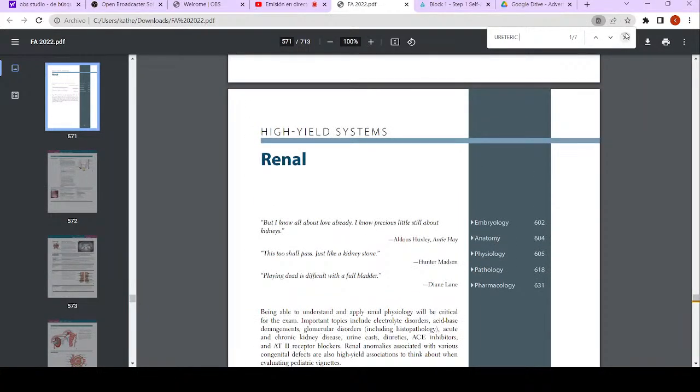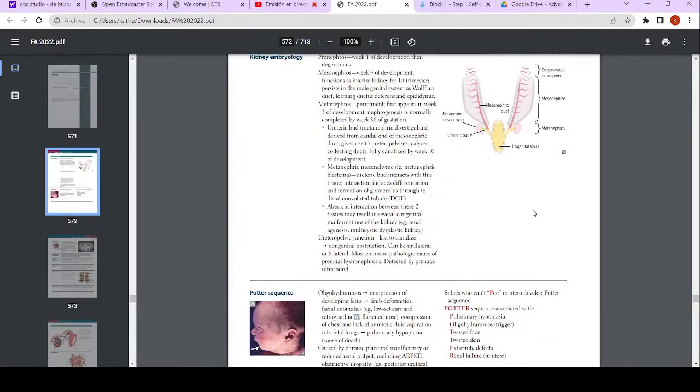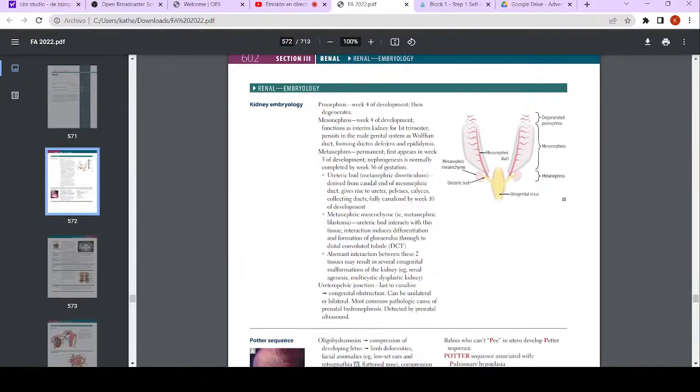So here is the high yield of renal, and then we review kidney embryology. I'll search in my actual book to tell you what was my high yield for this. Well, there are three important things: the pronephros, mesonephros, and metanephros. Pronephros is important because it's the beginning, at week 4. Then it degenerates, so it doesn't have anything to do with the kidney, but it was the first.